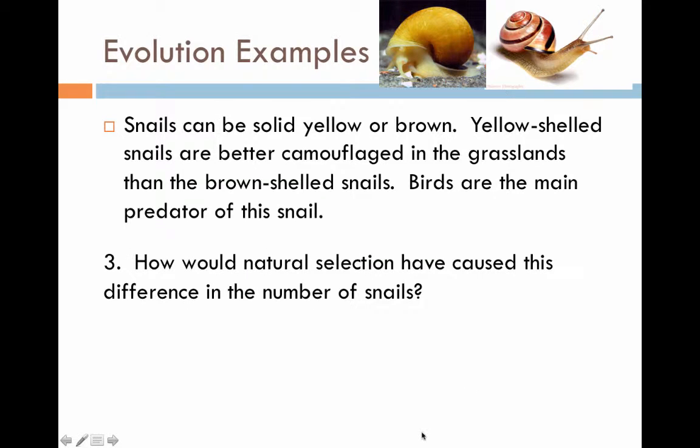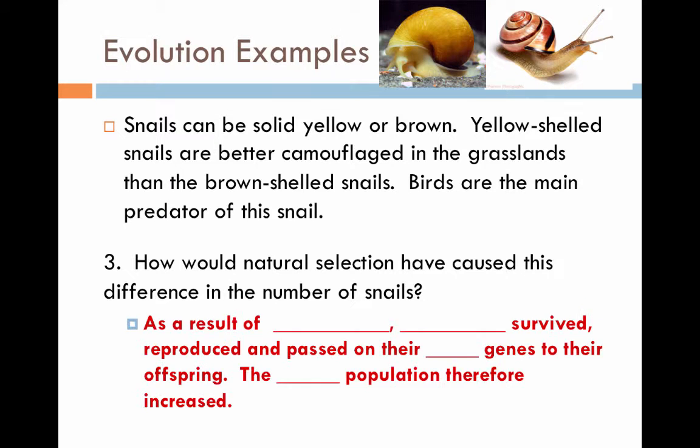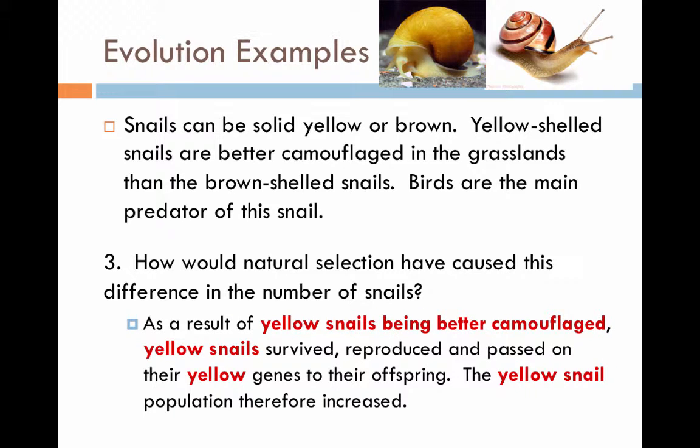Question 3. How would natural selection have caused this difference in the number of snails? Well, let's use our trick. As a result of blank, blank survived, reproduced, and passed on their blank genes to their offspring. The blank population therefore increased. Okay, so now we have to fill in the blank. As a result of yellow snails being better camouflaged, yellow snails survived, reproduced, and passed on their yellow genes to their offspring. The yellow snail population therefore increased.